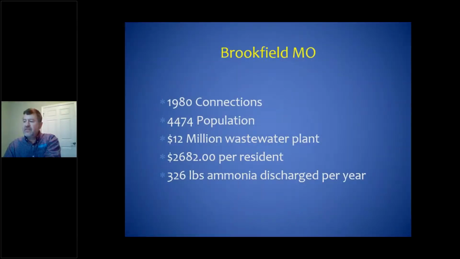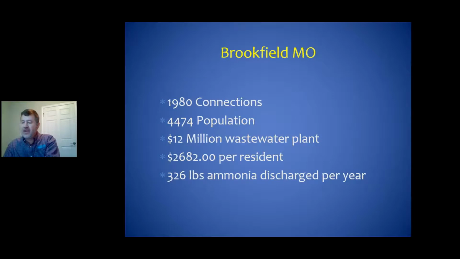So I give these little examples to try to drive this home. While we always hear that nitrates in drinking water is a problem, I want to show you where I think other things are going. Take Brookfield, Missouri, a little less than 5,000 people. It's got 1,980 connections to the water and wastewater, but they just had to build a $12 million wastewater plant because they were out of compliance with EPA. You can read the $2,682 per resident, but here's what's interesting. Out of that wastewater plant, when they were out of compliance, they discharged 326 pounds of ammonia into the environment.